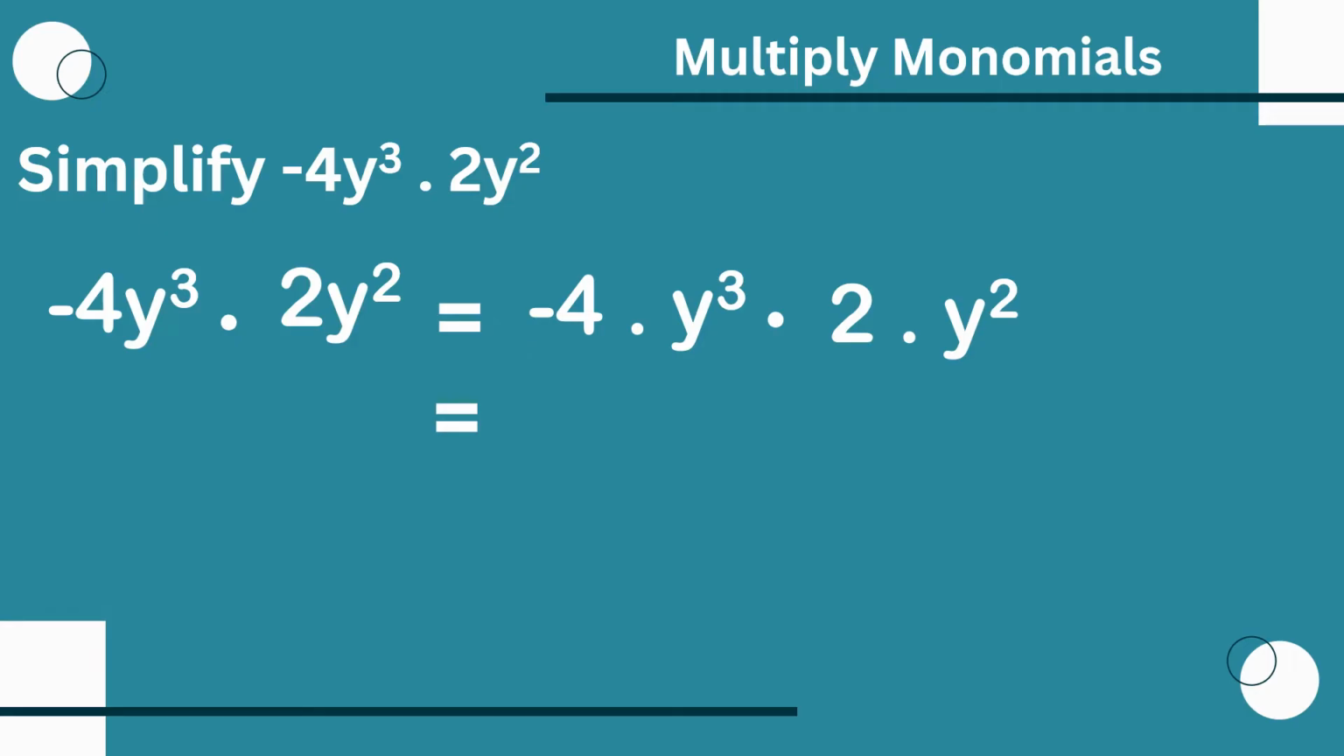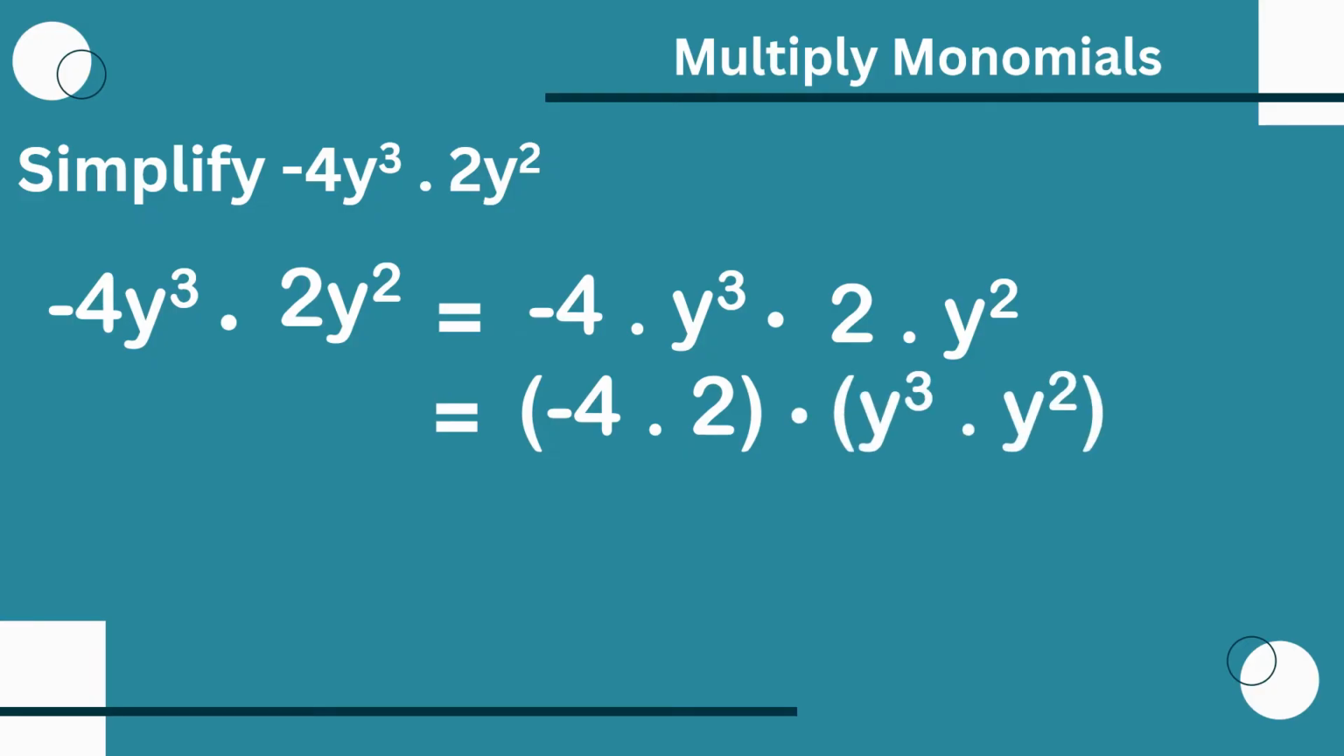So, let's combine the constants, which are negative 4 and 2. So, the quantity of negative 4 times 2 times the quantity of y cubed times y squared. So, let's simplify.